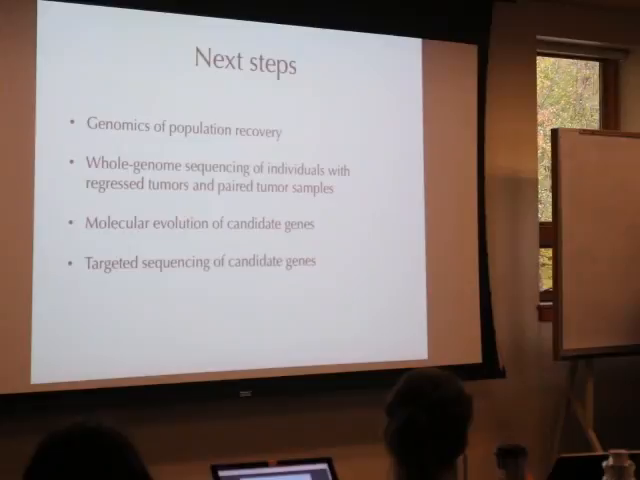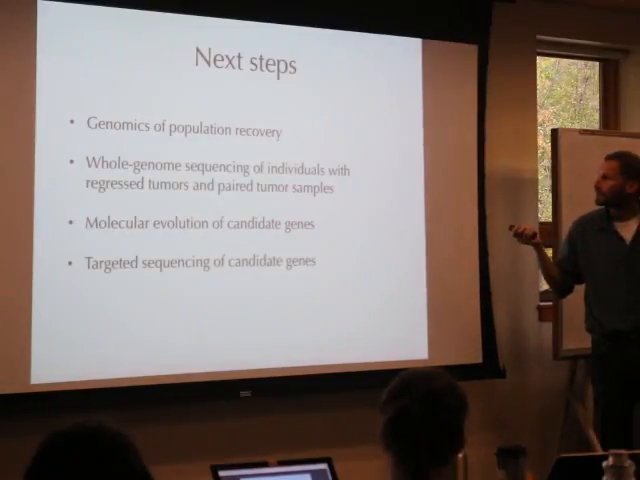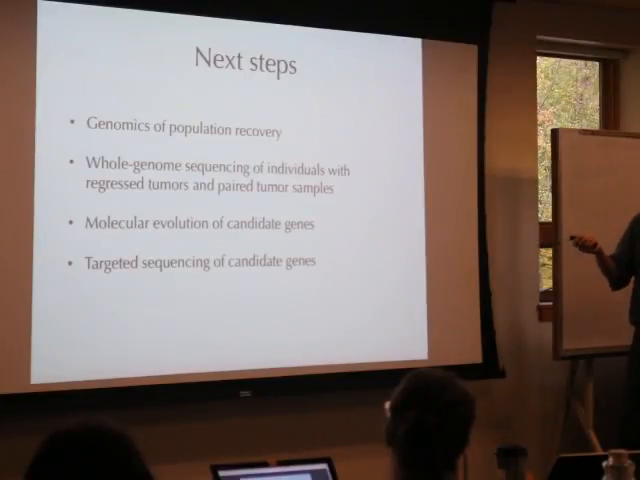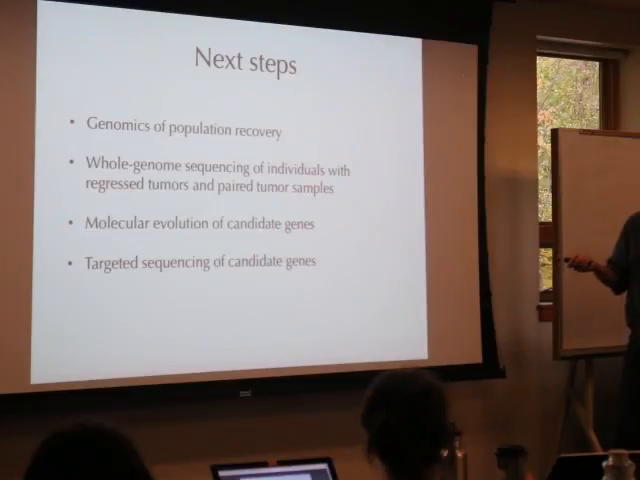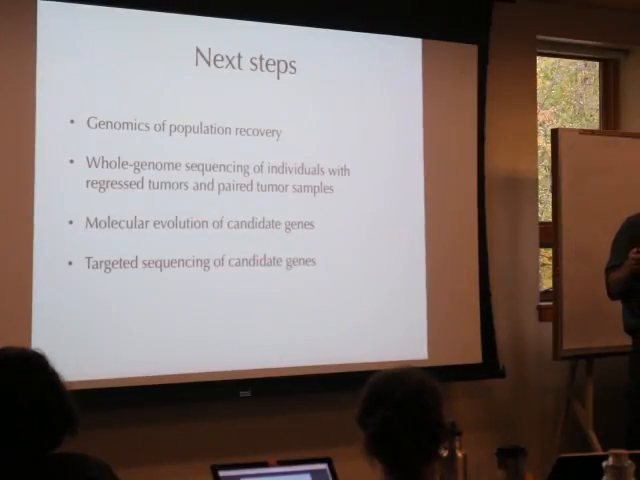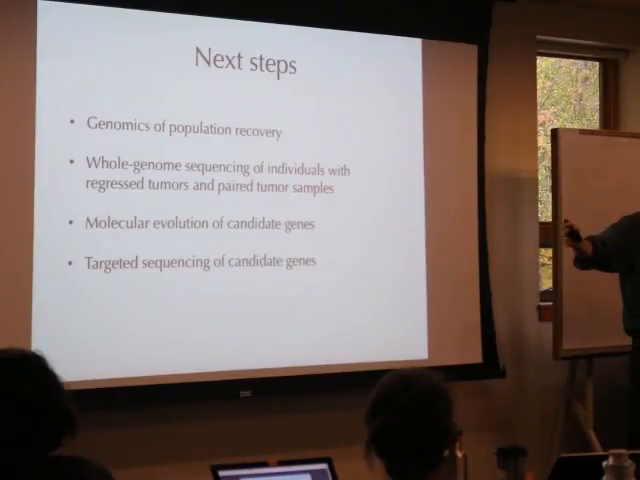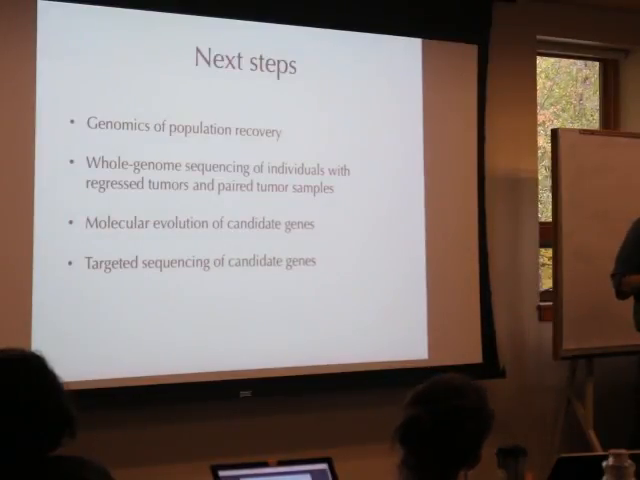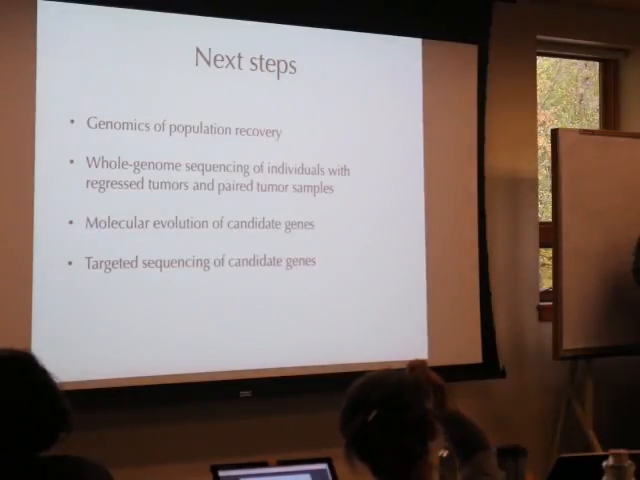Okay, so we're continuing to look at genomics of the recovering populations. We're doing a bunch of whole genome sequencing. We're testing this hypothesis that devils are especially prone to this kind of disease, and maybe it's happened multiple times in their evolutionary history and left a signature, a longer-term molecular evolution signature on their genomes. And then we're doing some targeted sequencing of some of the candidate genes.